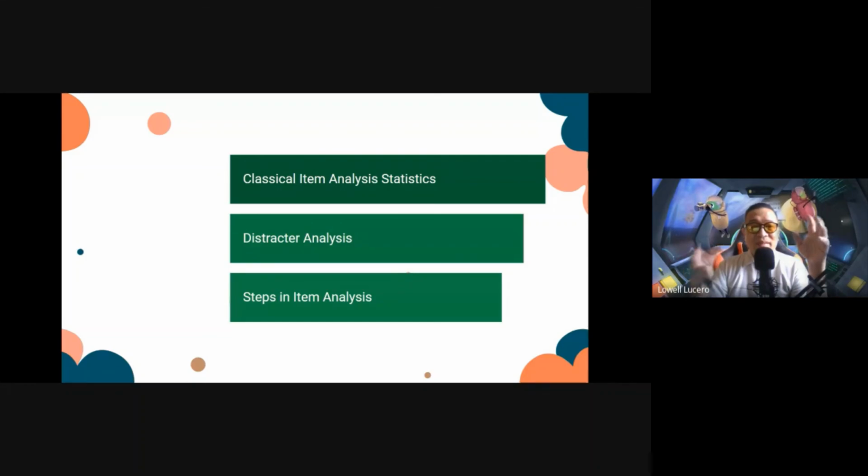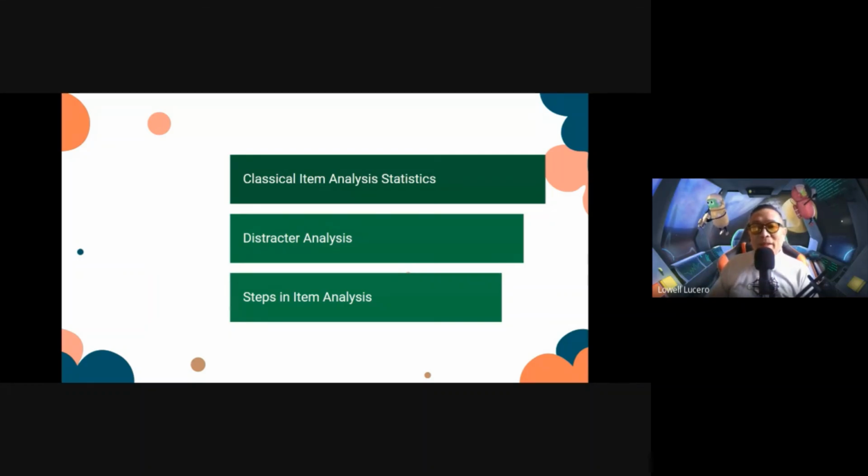Okay, as I've said, the discrimination index will also help you distinguish between those who know the answer and those who do not know the answer. And for those in the lower group, sometimes we assume that they just guessed. Or maybe they have a correct guess.